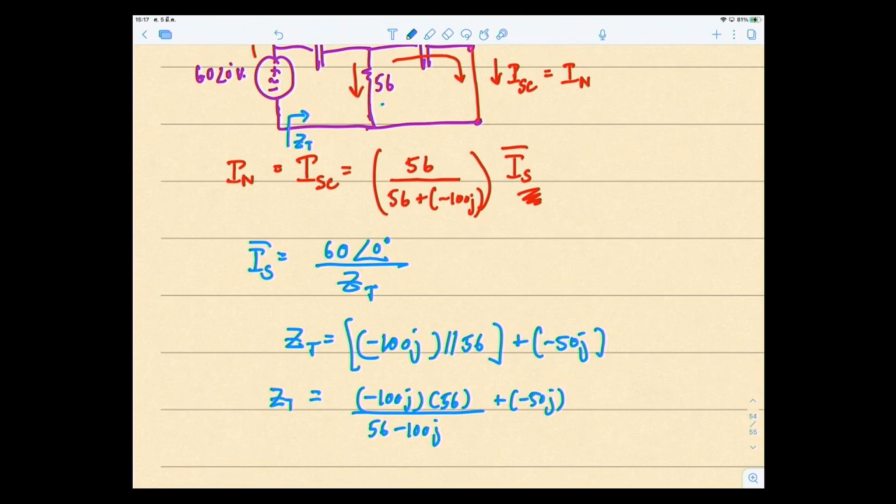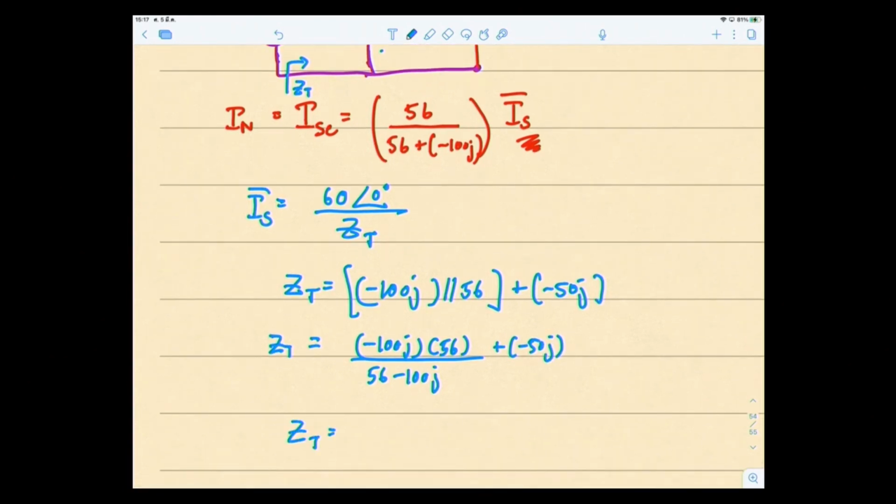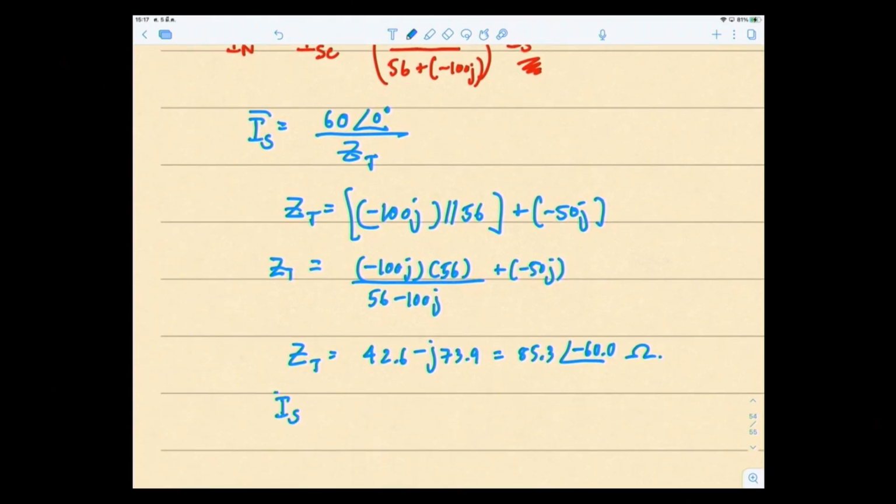Using your calculator, your Z total becomes 42.6 minus j73.9, or 85.3 angle minus 60.0 ohms. So my IS is equal to 60 angle 0 degrees divided by 85.3 angle minus 60 degrees. So the answer is 703 angle 60 degrees milliamps.